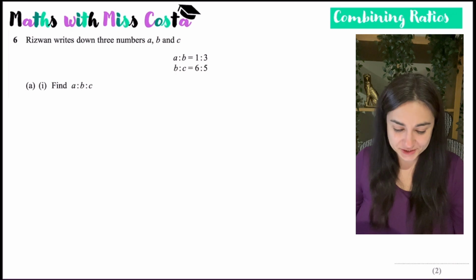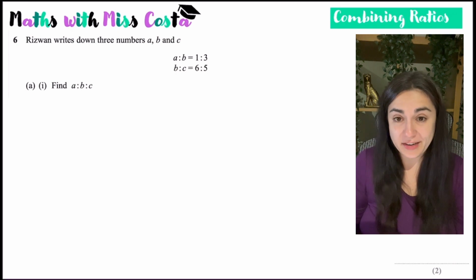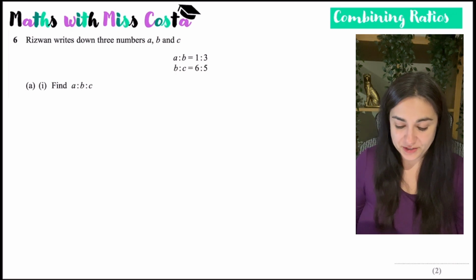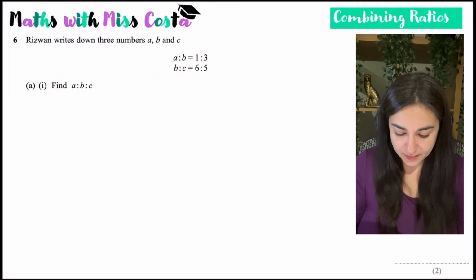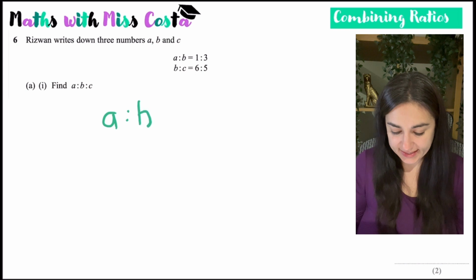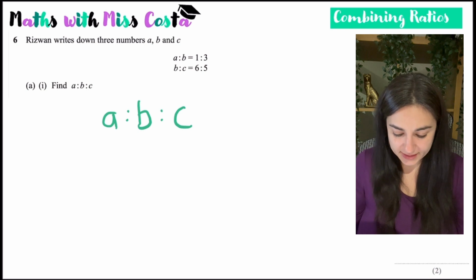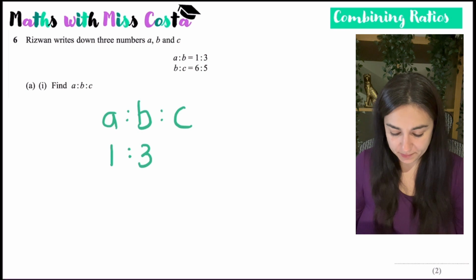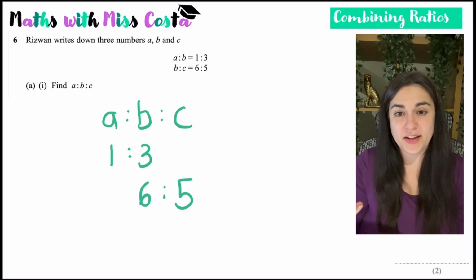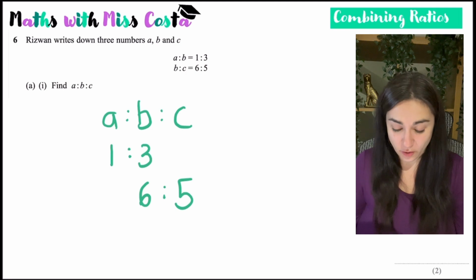Okay, so in this question, I'm told that Rizwan writes down 3 numbers, A, B, and C. The ratio of A to B is 1 to 3, and the ratio of B to C is 6 to 5. Now, I need to combine these and write it in the ratio A to B to C. So what I can do is write down what I know. I know that A to B is 1 to 3 and B to C is 6 to 5. So if you lay it like this, then you can see what the ratios have in common.